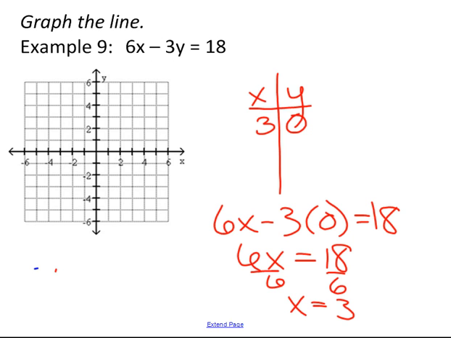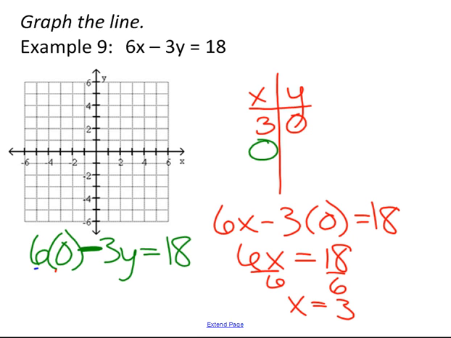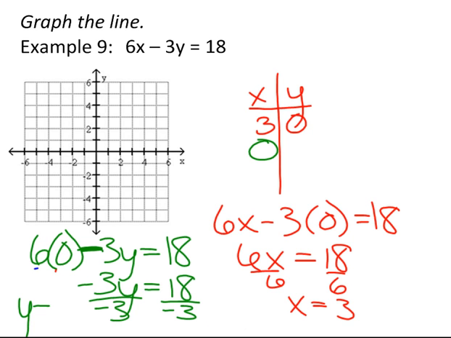Now, repeat the process, only this time x is going to be 0. 6 times 0 minus 3y is equal to 18. Be careful, this is minus 3y. You're dividing by negative 3. Be very careful with your positives and your negatives, and you get y equals negative 6. Plot those 2 points. 3, 0, 0, negative 6. And connect the dots with a straight line, preferably.